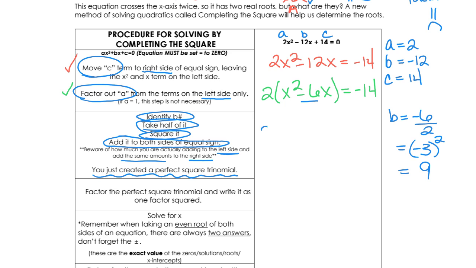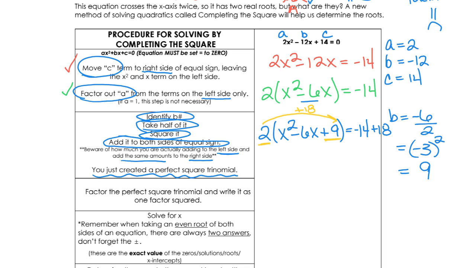All of this stays the same, but right here we're going to put the +9 inside those parentheses. Then we have to do the same thing on the other side. So we have -14, but we have to notice what we actually added. It looks like we added a 9. However, it's in parentheses, so we actually added 18. So we have to make sure that we add 18 to the other side.